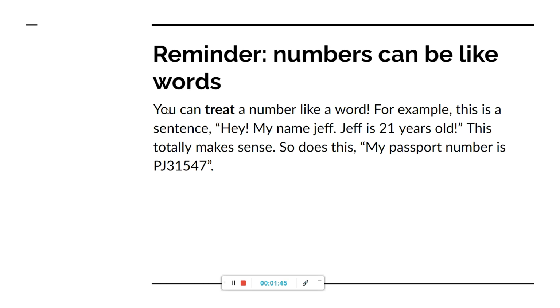Also, a reminder, you can treat a number like a word. For example, this is a sentence. Hey, my name's Jeff. Jeff is 21 years old. This totally makes sense. So does my passport number is PJ315457.